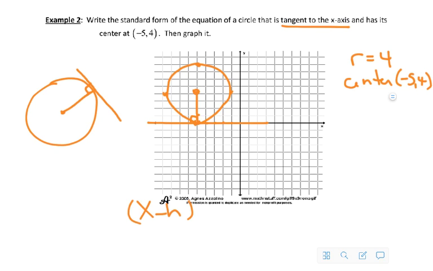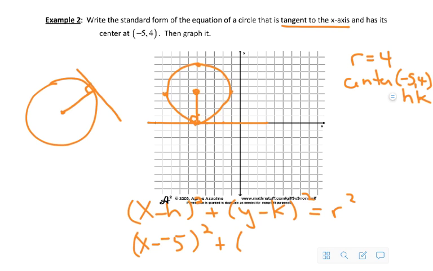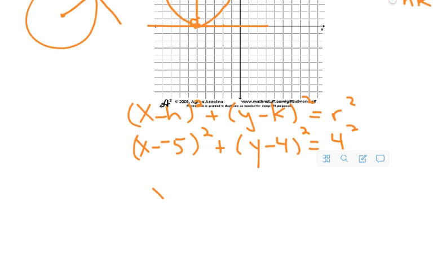So I'm going to write the general form again. I like to write this every time. It helps me fill out the equation. So h is negative 5. k is 4. And the radius is 4. So the equation of the circle must be x plus 5 squared plus y minus 4 squared is equal to 16.